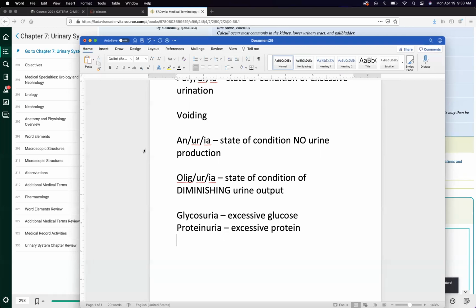Glycosuria, proteinuria. What else? We could also have ketonuria. Ooh, that's never a good thing. Excessive ketones. That means I'm in a starvation state. Ketones are highly neurotoxic. They are not good for my brain. That's why when you go on a starvation diet, what are you going to start kicking out? You're going to start kicking out ketone bodies into your urine, and that's not a good thing.